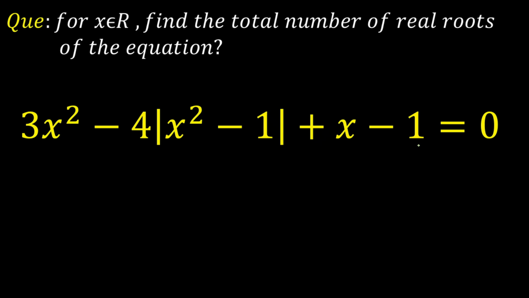Hello everyone. So today we're gonna look at a problem from IIT-JEE 2021 Advance. The problem is, for x belongs to R, we have to find the total number of real roots of the given equation. The given equation is 3x square minus 4 times mod of x square minus 1 plus x minus 1 is equal to 0.